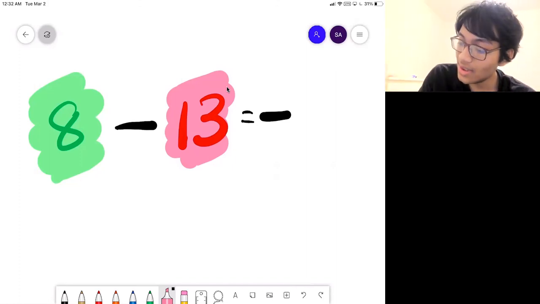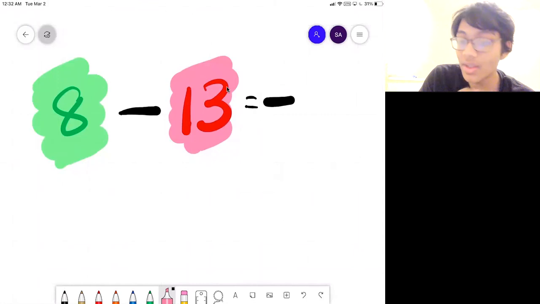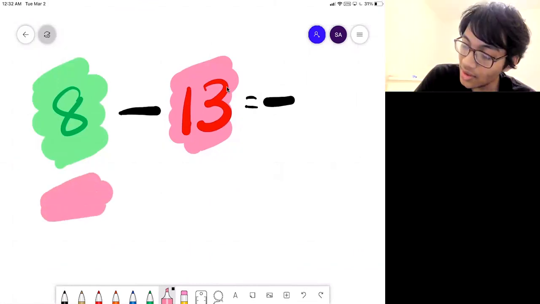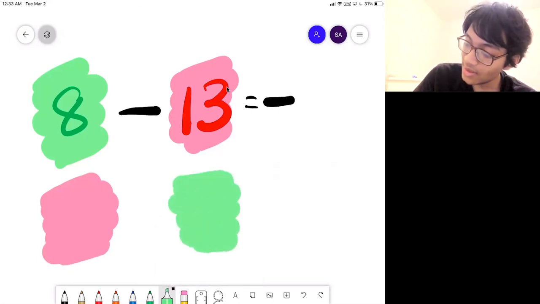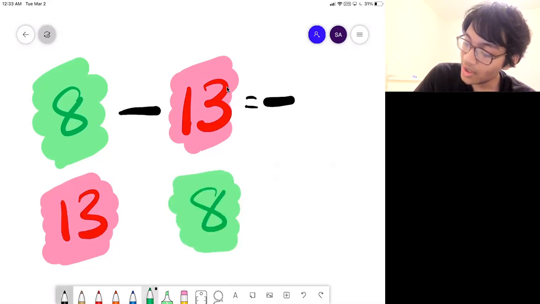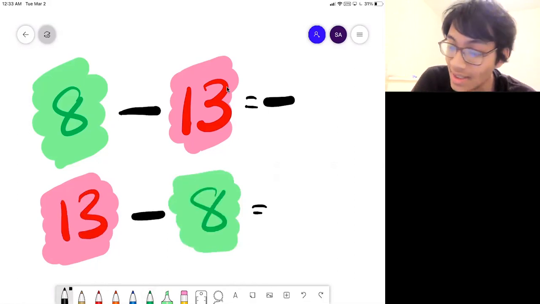So 8 minus 13, how can you do this? Well, you can draw a number line. Another way you can do this is write the minus number, 13. Write the plus number here, and then subtract them this way. 13 minus 8, what's that?